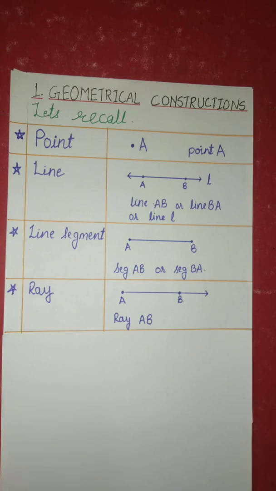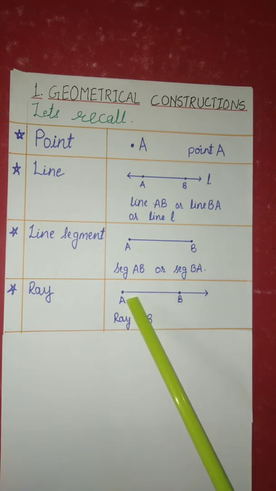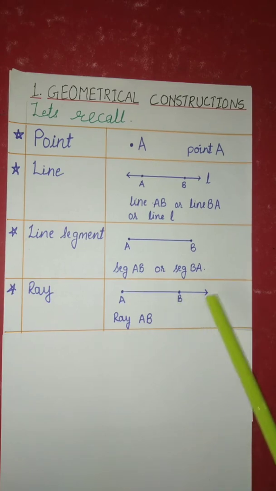Again, a ray is a part of a line. It has a starting point but no end point. Therefore, the starting point is shown using a dot, whereas the other end is shown using an arrowhead, which shows that it is infinite at this end.